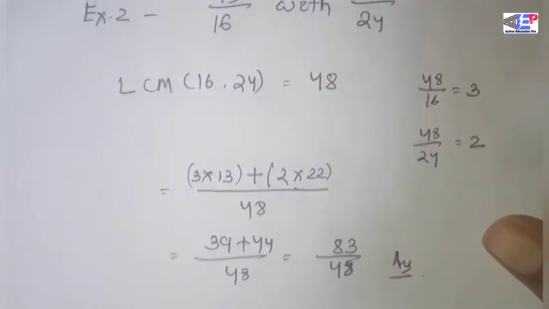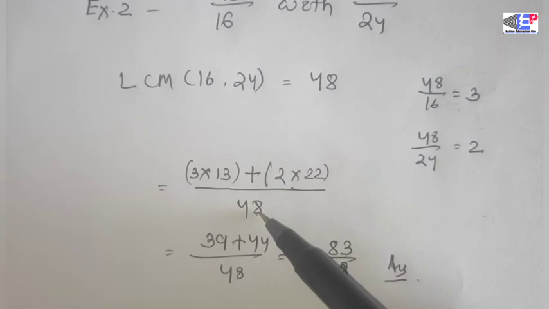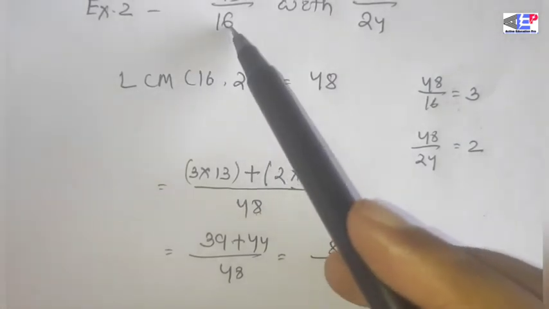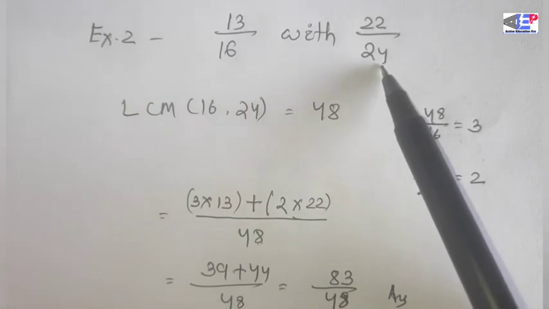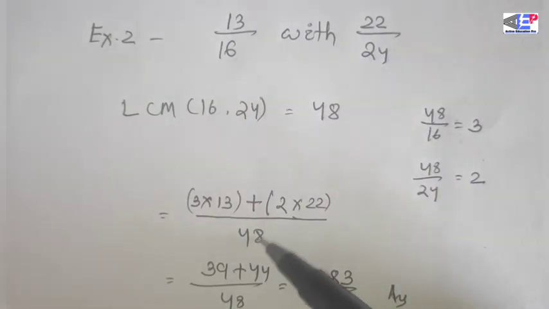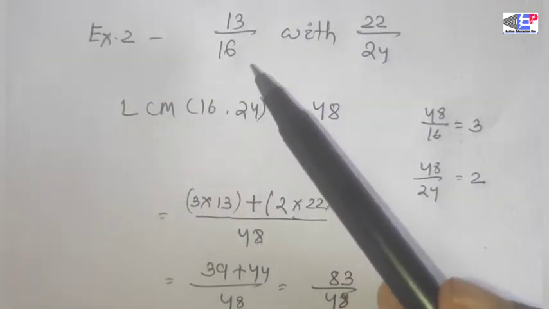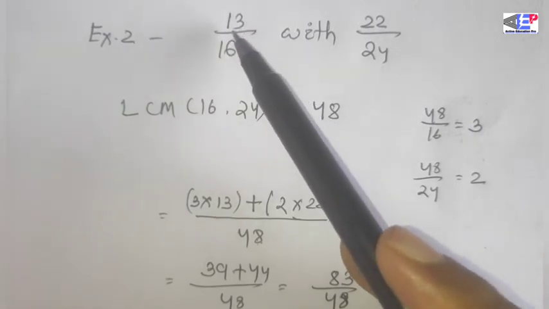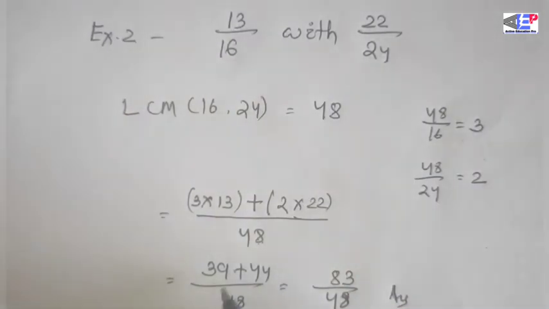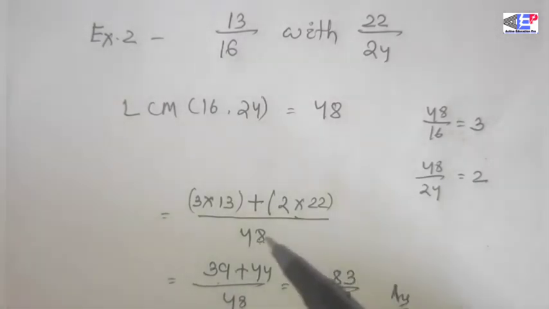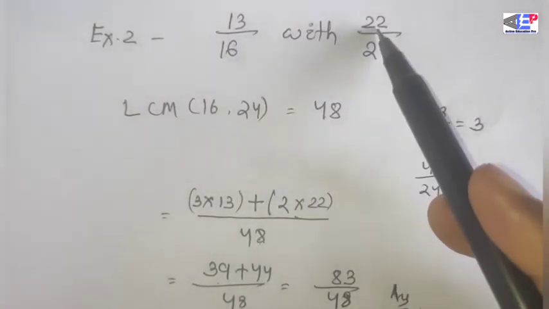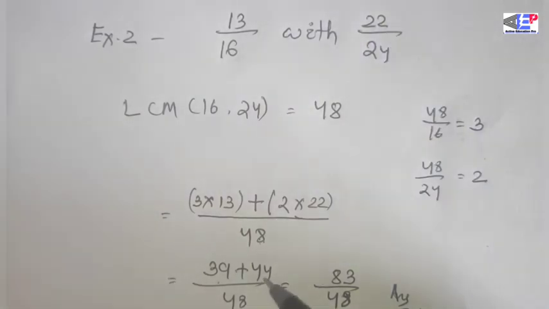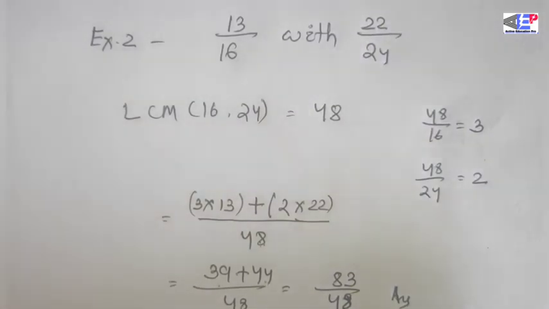First, divide this number by a denominator. Here 16 is the denominator and 24 is the other denominator. First divide 48 by 16 and then multiply the quotient directly with 13. Here the quotient is 3, and 13 into 3 is 39. Then divide 48 by 24 and multiply the quotient with the numerator, and here your answer will be 44, and then add these numbers simply.